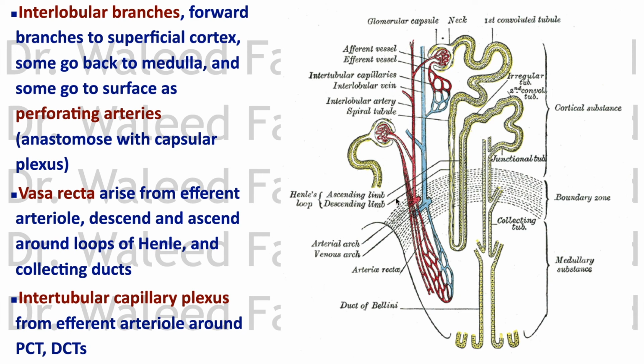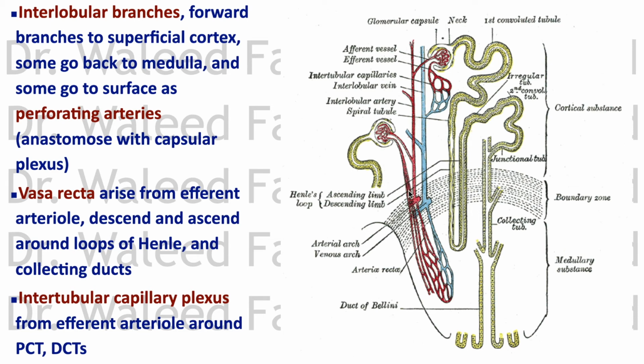See, the interlobar artery gives arcuate arteries around the renal pyramids, and as it ascends, it gives the interlobular artery, as you can see here. Branches of the interlobular may reach the surface, called the perforating arteries, that anastomose with the arteries of the capsule. Some of them come back to the medulla, and the afferent arteriole, then the efferent arteriole.